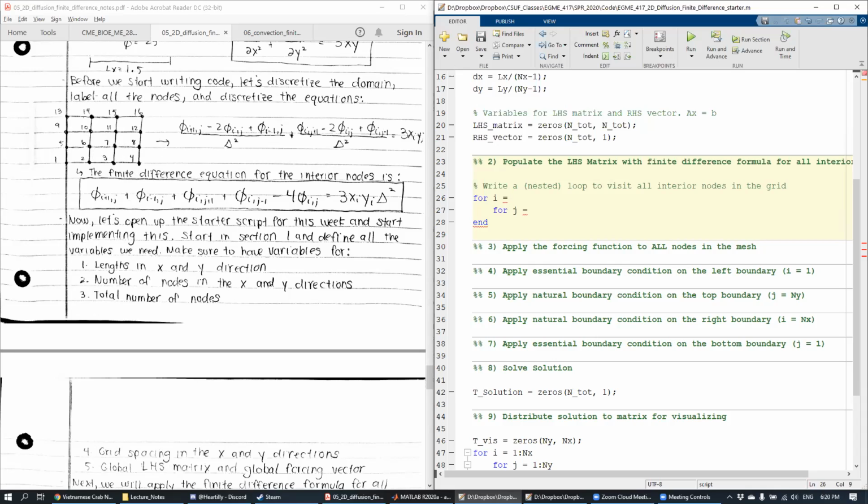And so for something like this, I think it's better to write a nested for loop where one for loop loops over i and the other one loops over j.